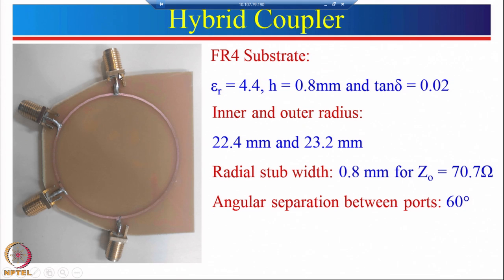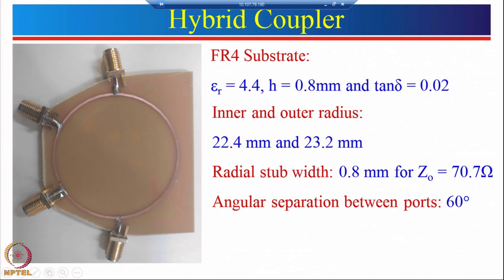Now, if you give input at this particular port, this length will be 5 lambda by 4 and this will be lambda by 4. So, power here will be in the same phase. Now, if you see at this particular port, this length is lambda by 2 and this length is lambda.